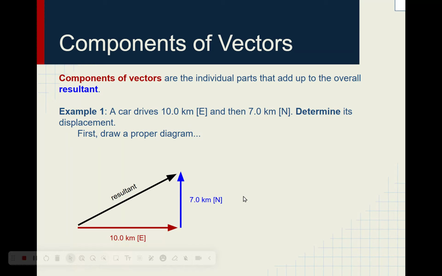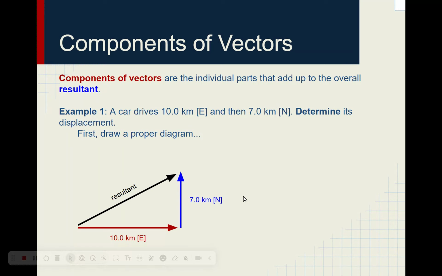And that resultant is showing us that if instead of following that path east and then path north, as long as there wasn't things in the way, I was able to go kind of diagonally across there, I would actually start and finish at the same spot. And that's the idea of a resultant, is it has to show us the same result as the vectors that we're adding together.